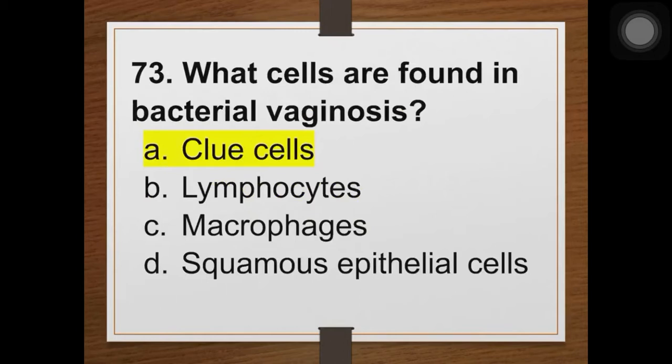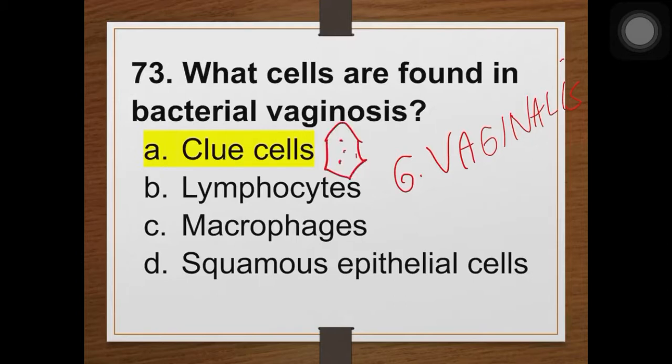73, what cells are found in bacterial vaginosis? Causative agent of bacterial vaginosis is Gardnerella vaginalis. Sa laboratory, how do we diagnose for bacterial vaginosis? Cytology. Sa cytology po, anong hinahanap natin? Mga clue cell. These are epithelial cells studded with bacteria. These are epithelial cells na yung cytoplasm po, punong-puno ng Coccobacilli.